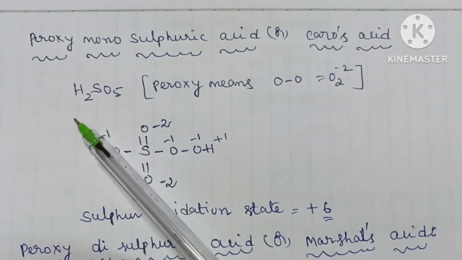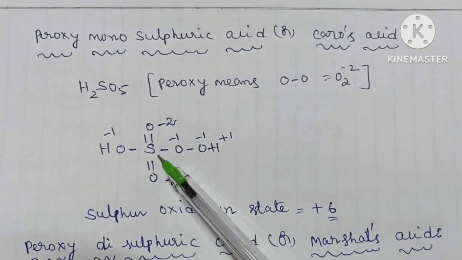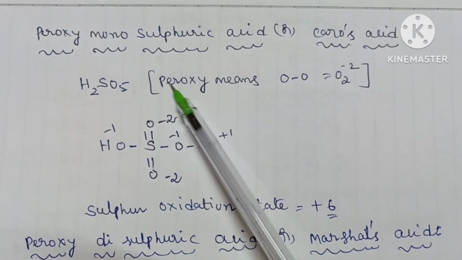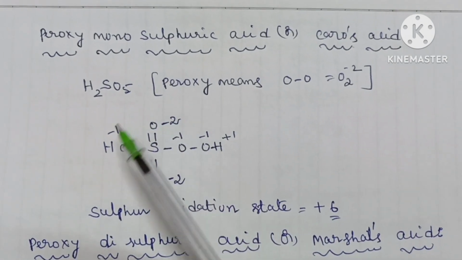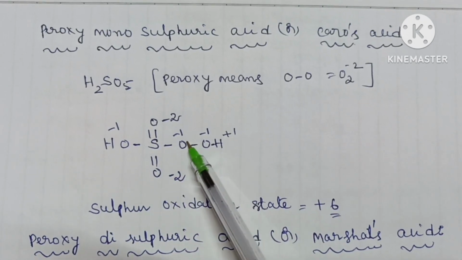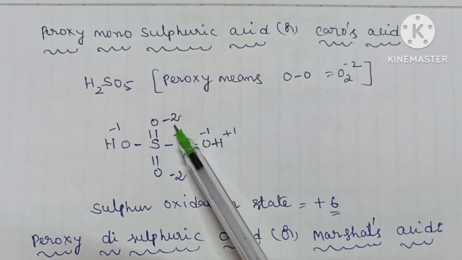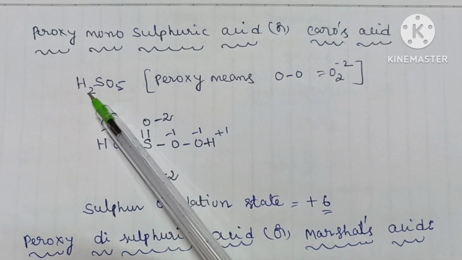How many sulfurs are there? One sulfur. How many oxygens are there? Five oxygens: 1, plus 1 is 2, plus 1 is 3, plus 1 is 4, plus 1 is 5. 5 oxygens are done. Next, how many hydrogens are there? 2.